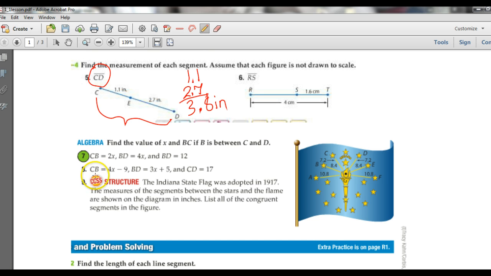Find the value of x and the length of BC if B is between C and D. So first thing that we could do is make a diagram for this. B is somewhere between C and D. CB is 2x. BD is 4x. And BD is 12.